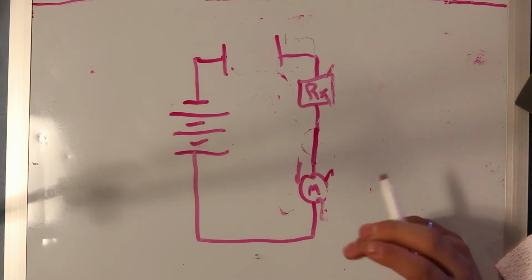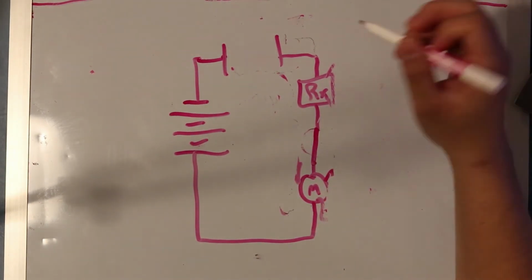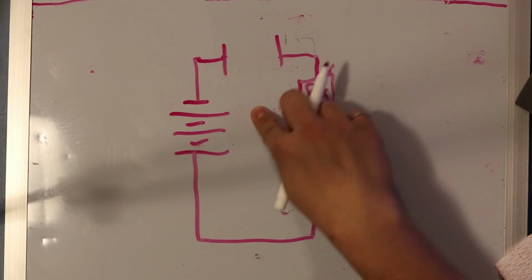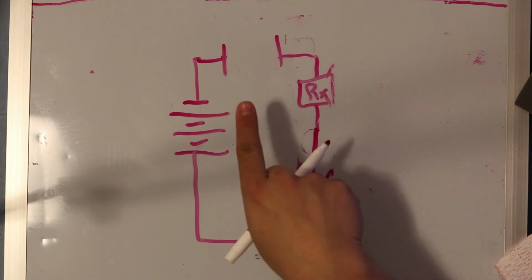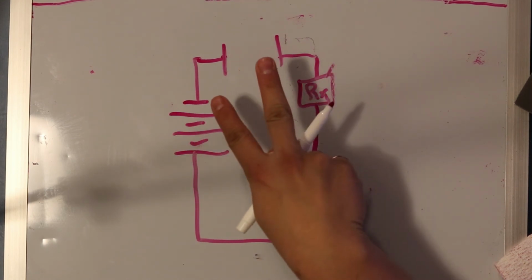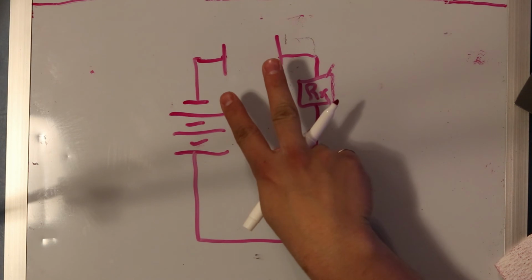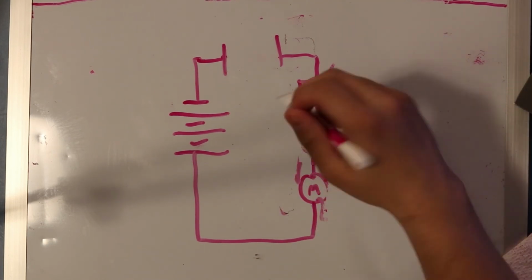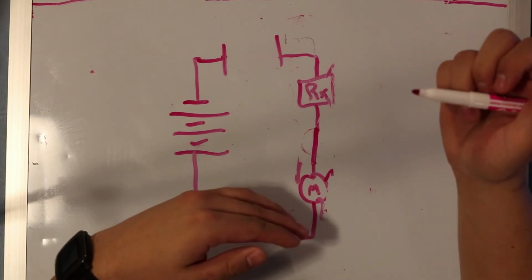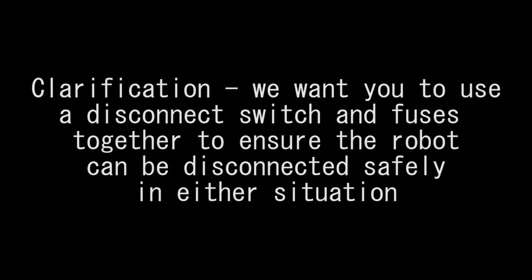Now, in the scope, it depends on what you want to use. You could either use a disconnect switch or you could use fuses. In terms of safety, it's best to use a disconnect switch for when people are nearby to the robot, and fuses when the robot's running crazy and no one can really get over to it, because fuses automatically cut off power for you. You don't have to worry about flipping a switch.